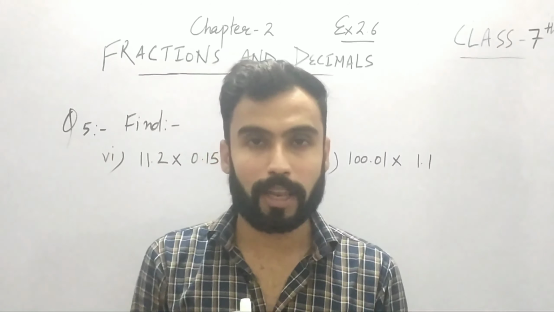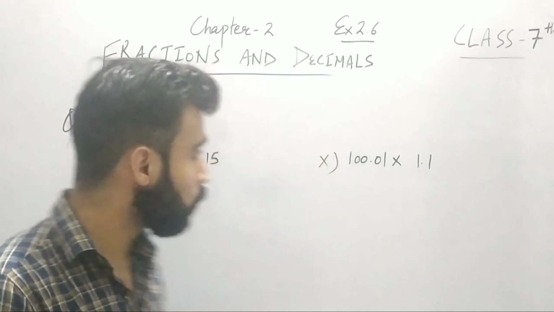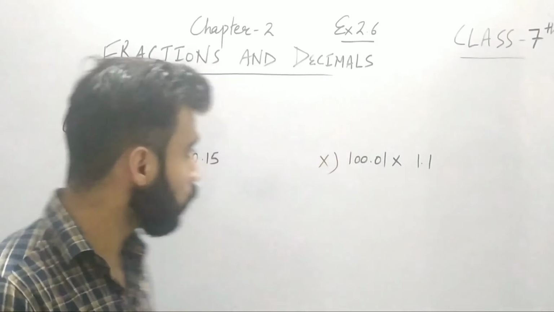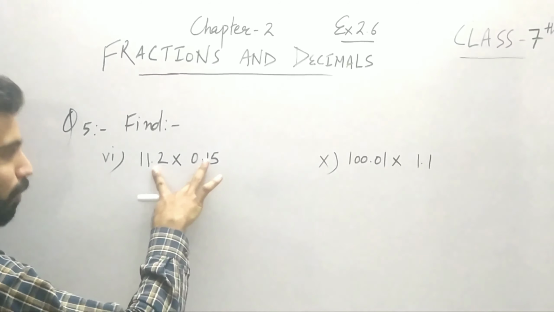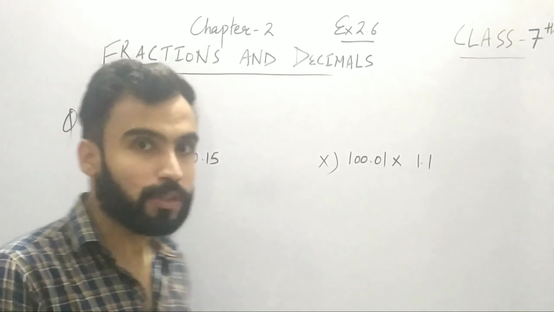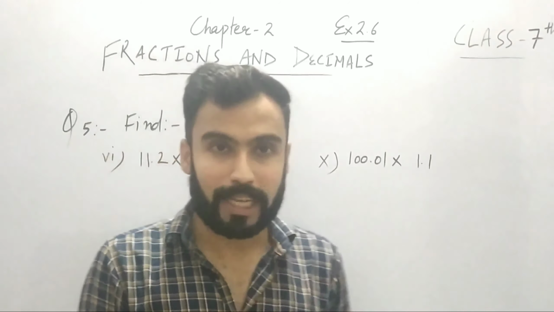So students, this is the last question of this exercise, and it's also dealing with a similar kind of thing, that we have to multiply two decimal values here. So you can see here are two decimal values, but in the previous question there was one decimal and one whole number, right? So now how to multiply two decimal values? Let's just jump into it.